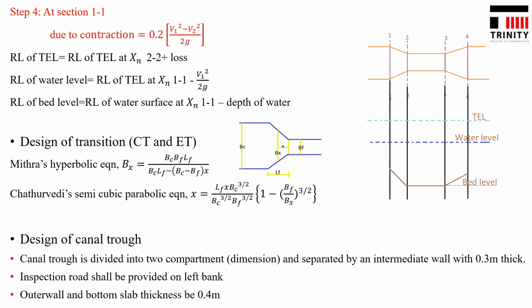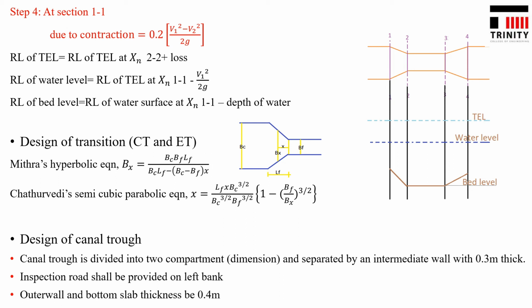Now, what is the data we will be looking at? That is, BC is the original canal bed width, BF is the flumed bed width, BX is the bed width at the section X distance from section 2.2 to section 1.1 in the case of a contraction transition. But in the case of an expansion transition, X is taken as the distance from section 3.3 to section 4.4, that is from the flumed bed width to the original canal section. Now LF is the length of the flumed portion.